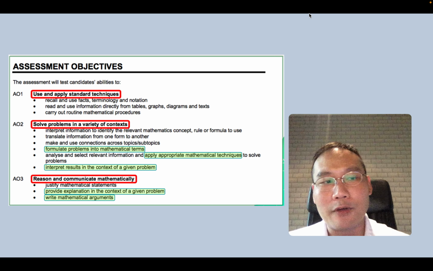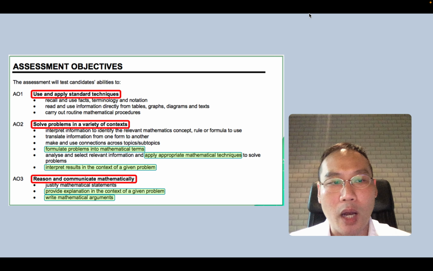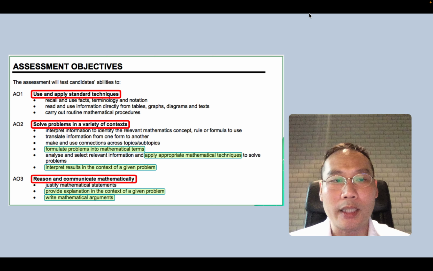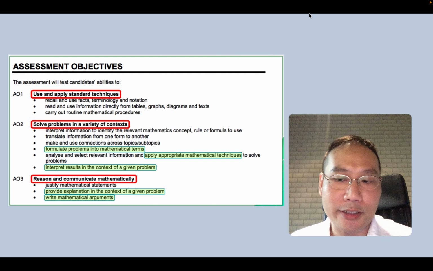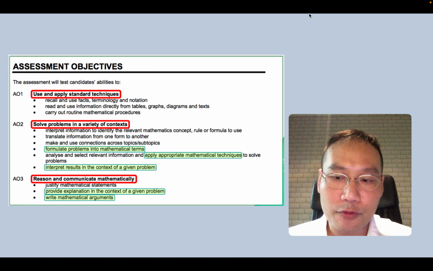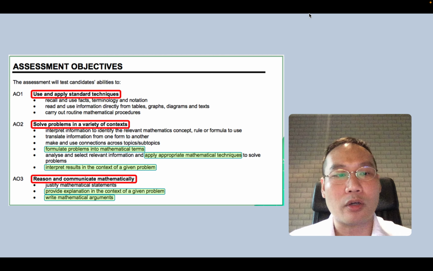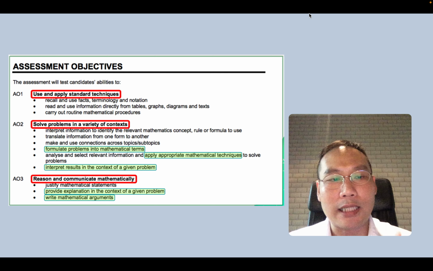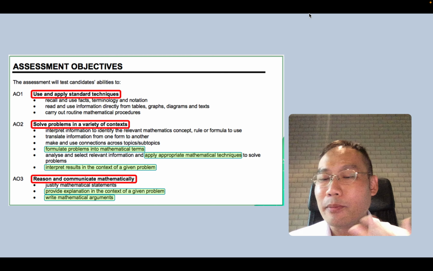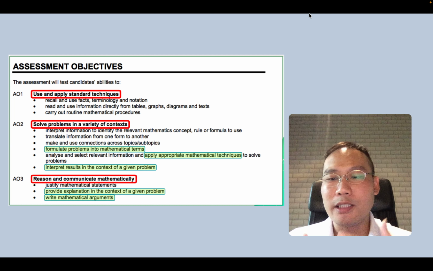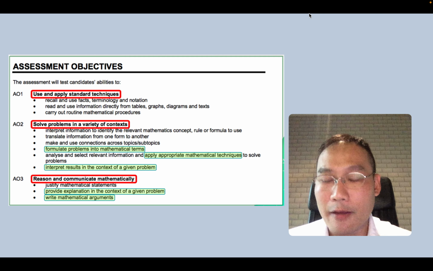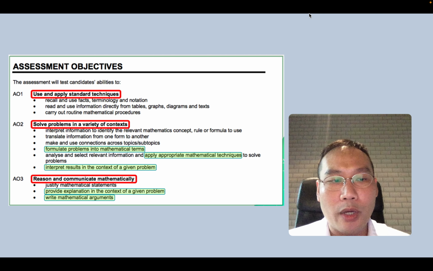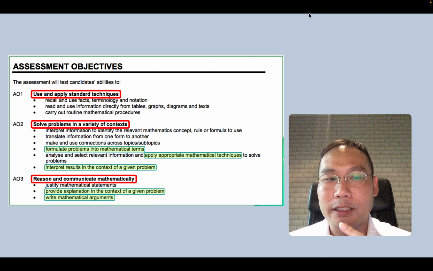So the first level we call AO1, assessment objective 1, is the use and the application of standard techniques. So you learn certain techniques to actually solve and demonstrate mathematical concepts. So these include things like recall and use facts and so on. Routine mathematical procedure, very standard procedure, just follow the procedure, get the solution. So very basic level.